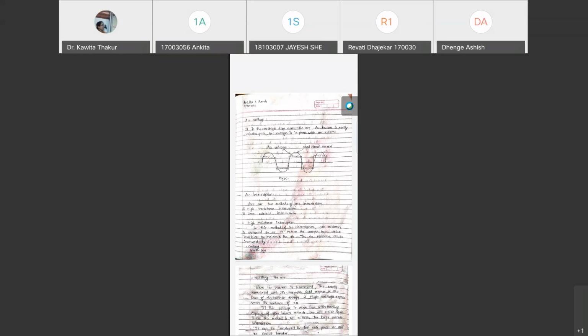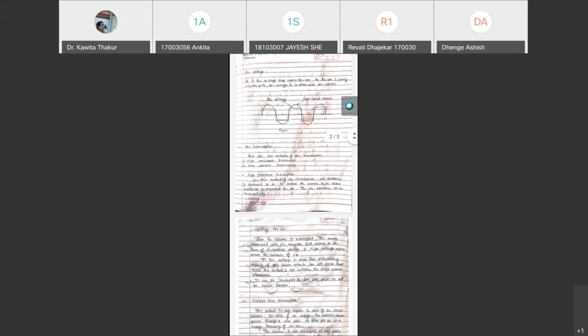As we know that arc is a purely resistive path, arc voltage will be in phase with arc current. As shown in the figure, the arc voltage is a square waveform, and the arc current, which is also called short circuit current, is purely sinusoidal, and both of these are in phase.